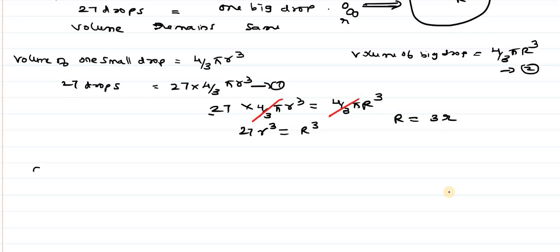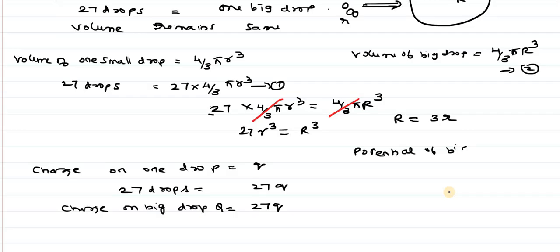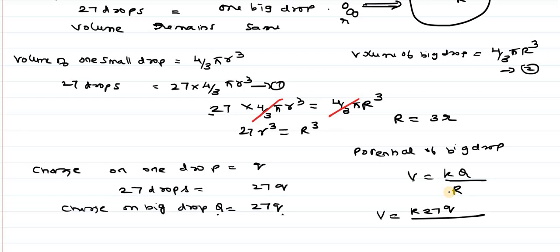Now, what is the charge on one drop? Let us take it as small q. For 27 drops, it is equal to 27q. This is the charge on the big drop, capital Q, which is 27q. Now the potential of the big drop. It is given by K Q by R, where R is the radius. So K into capital Q, which is 27q, divided by capital R, which is 3r.